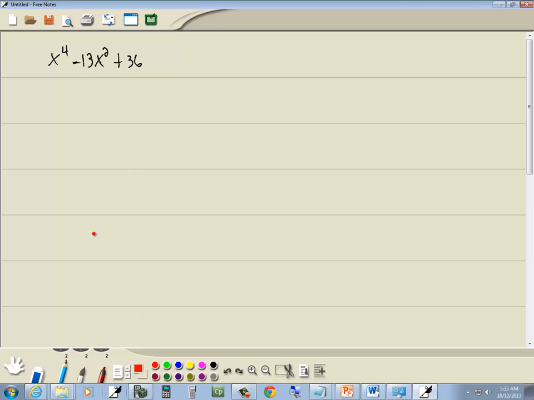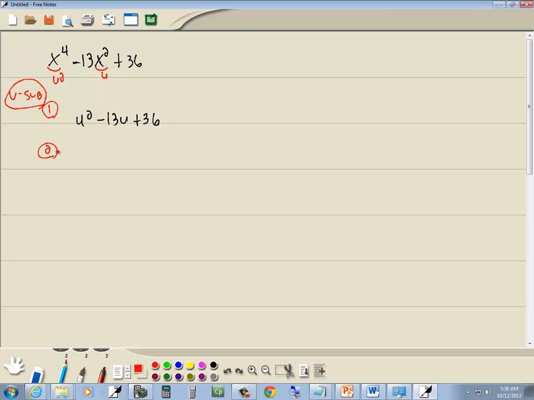Now this is the u substitution. The reason I know it's a u substitution is we take the middle part, which is x squared. If we take the second power, and it gives us the first part here, that's the u substitution. Well, x squared to the second power gives us x to the fourth. So step one, we let the middle part be u and the first part be u squared. So this becomes u squared minus 13u plus 36.